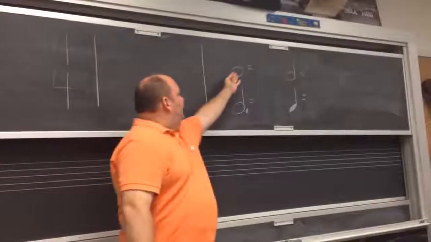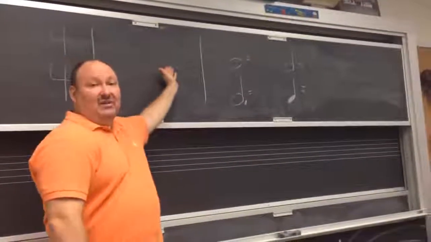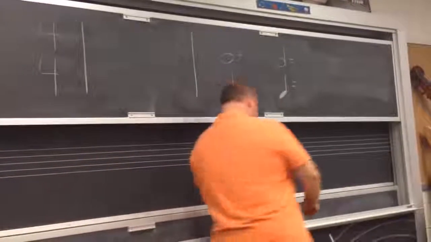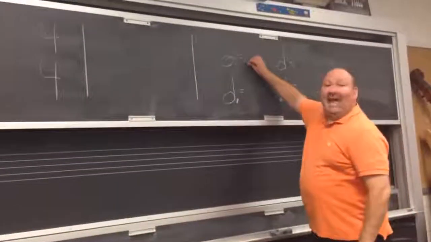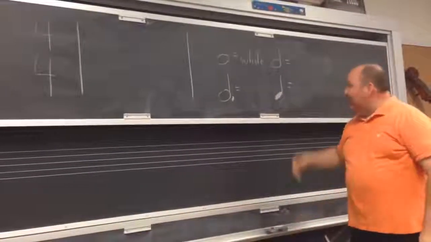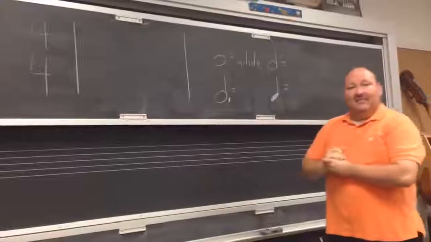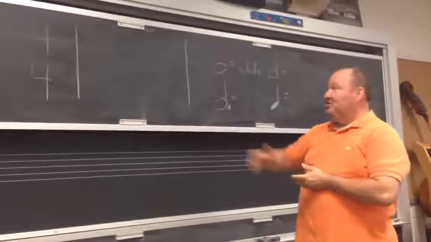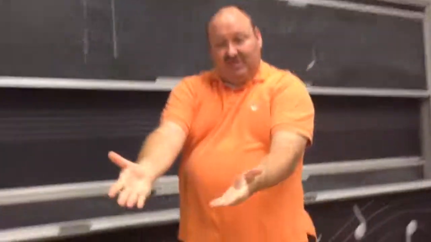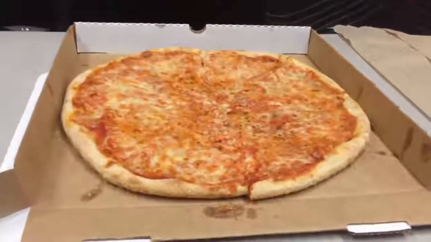Since this note takes up the whole measure, like the whole pizza took up the whole pizza box, we call this note a whole note. And then all of the other notes get their names based on how much of the measure they fill up, much like how much pizza fills up a pizza box.